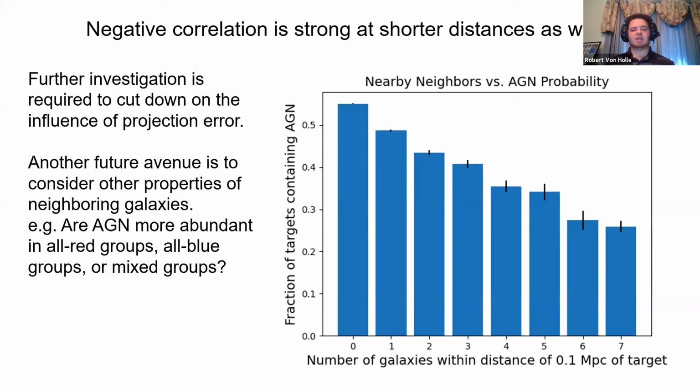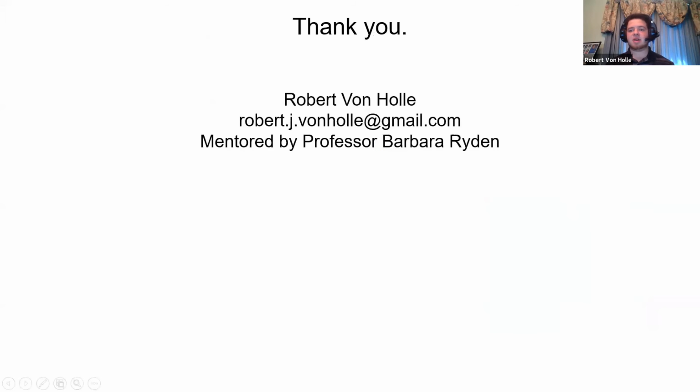For example, are AGN more abundant in all red groups or all blue groups? In mixed groups, do AGN tend to lie in the red galaxies or the blue galaxies? This is something I'm working on currently and don't have any results to show for quite yet, but I hope that these preliminary results that I have been able to show have proven interesting nonetheless. Thank you, and do you have any questions?